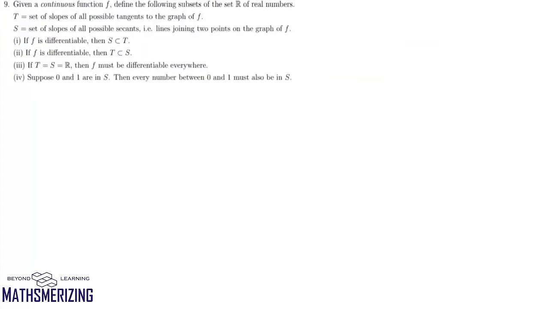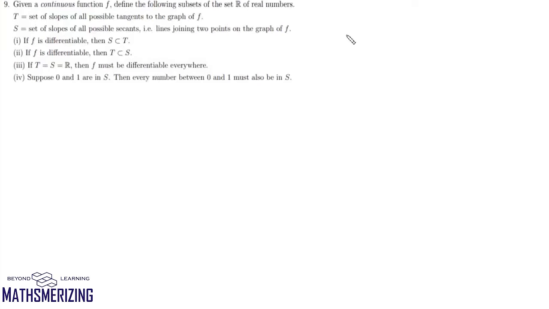Now in question number 9, we are given a continuous function f, and then we have defined two sets. Set T, which is set of slopes of all possible tangents to the graph of f, and then there is this set S, which is set of slopes of all possible secants, that is line joining 2 points on the graph of f. Now the first one is, if f is differentiable, then S is a subset of T.